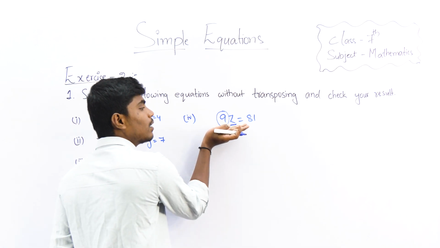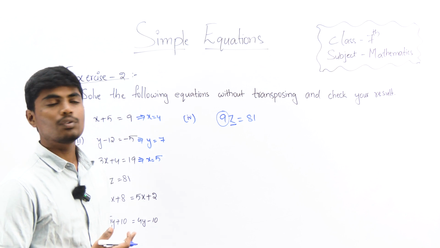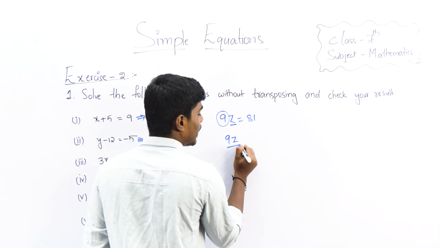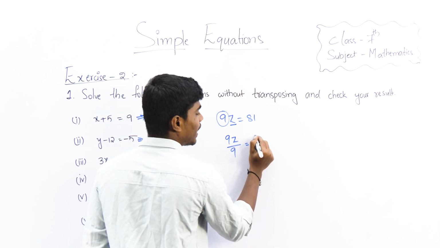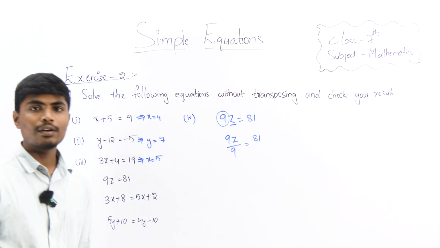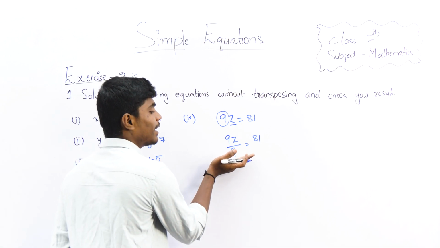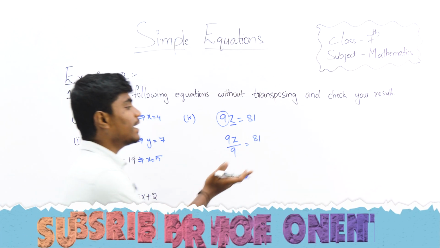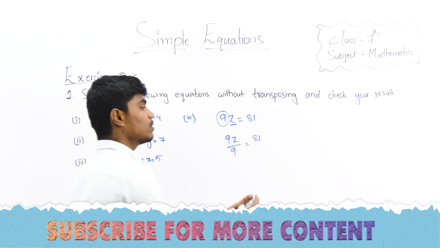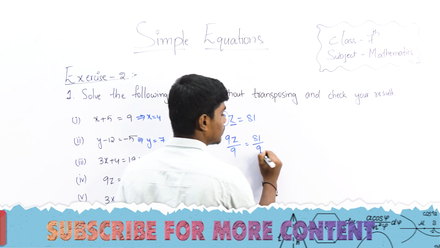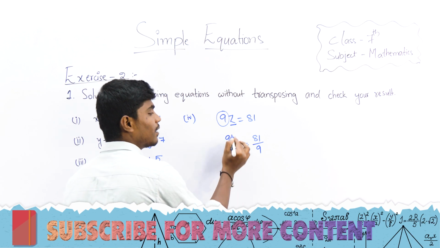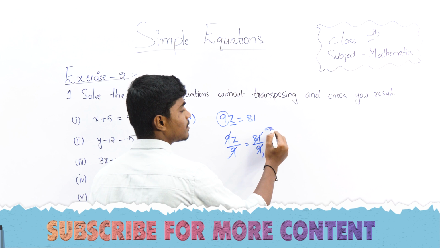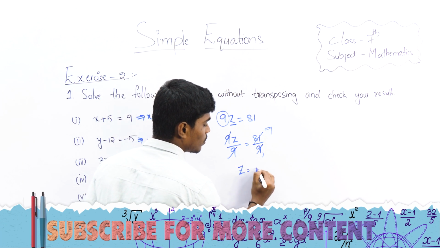To get only z, what do we have to do? We have to divide by 9. So 9z by 9 is equal to 81. On the left hand side we have divided by 9, so we have to divide by 9 on the right hand side also. Here the 9 is cancelled, and 81 divided by 9 is 9. So z is equal to 9.